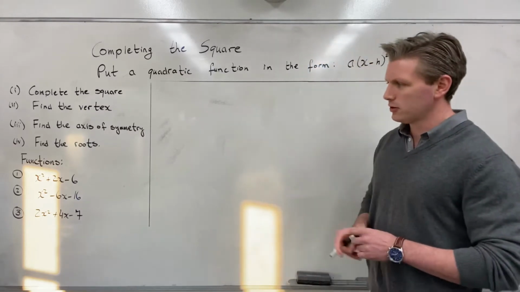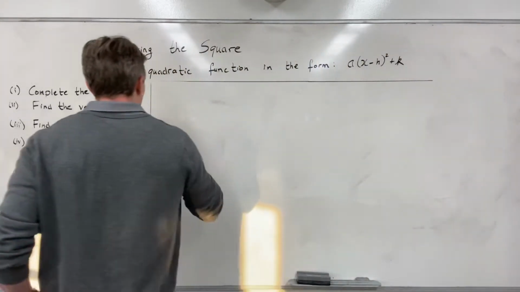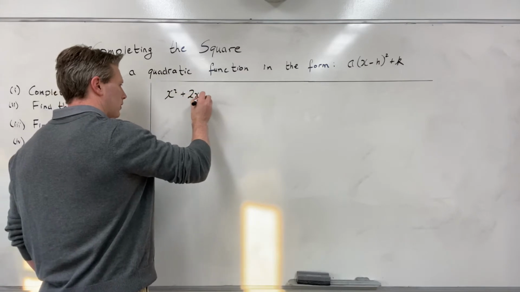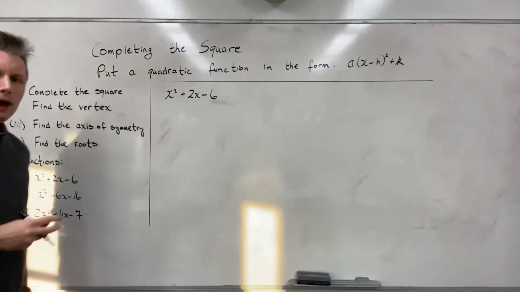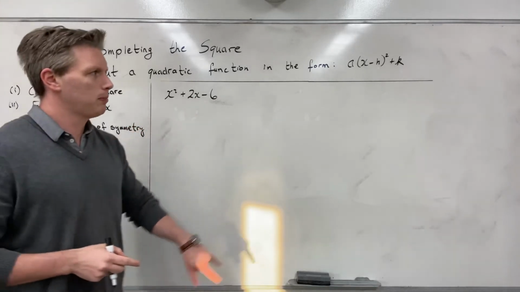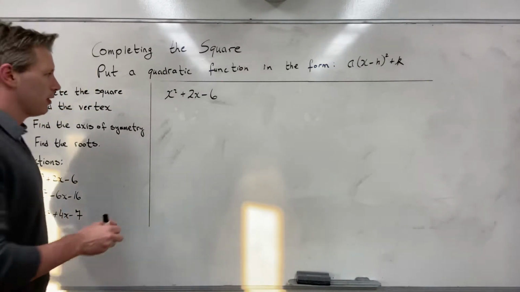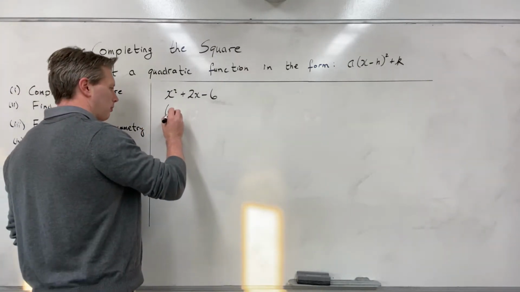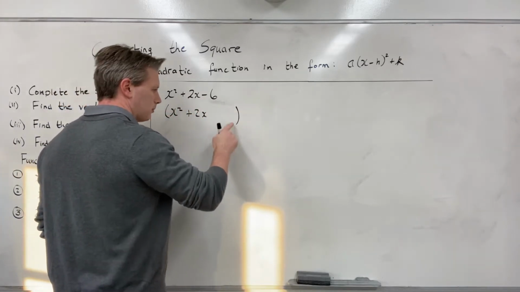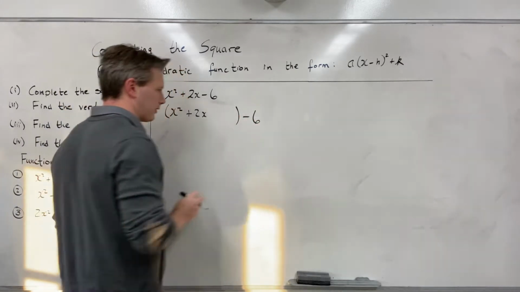So I have three functions. My first one is x squared plus 2x minus 6, and I want to complete the square. So I want to take this quadratic trinomial and put it in this form. Here's how we do that. I'm going to rewrite it with parentheses around x squared plus 2x, then I'm going to put my other parentheses here. I'm going to purposely leave a gap. Then we're going to have minus 6.